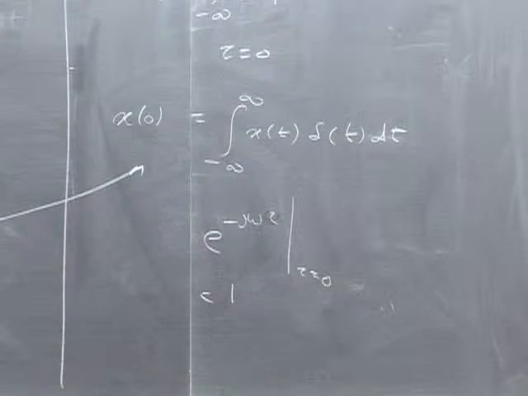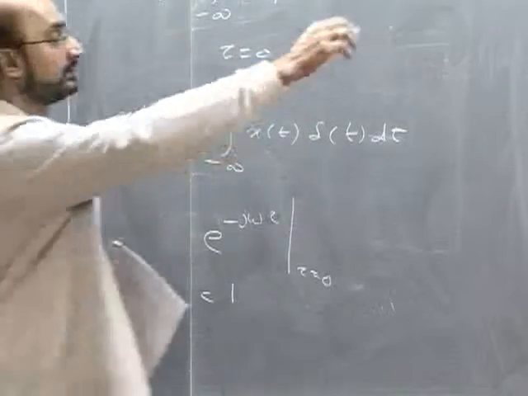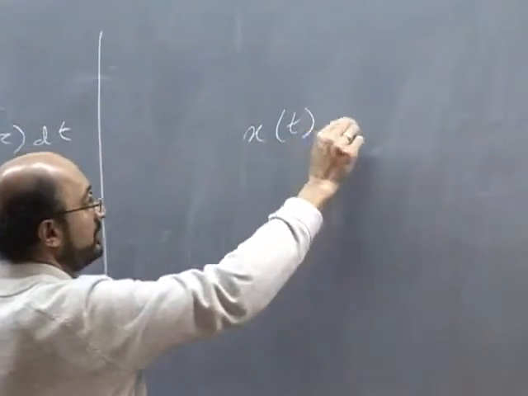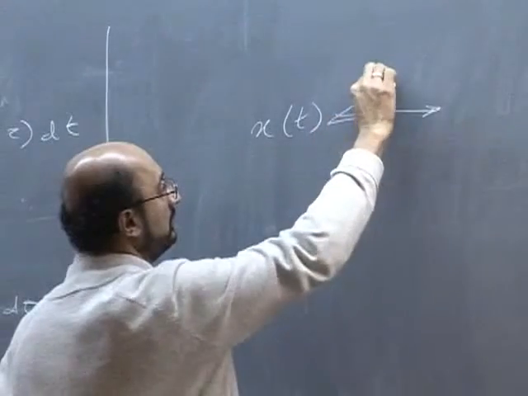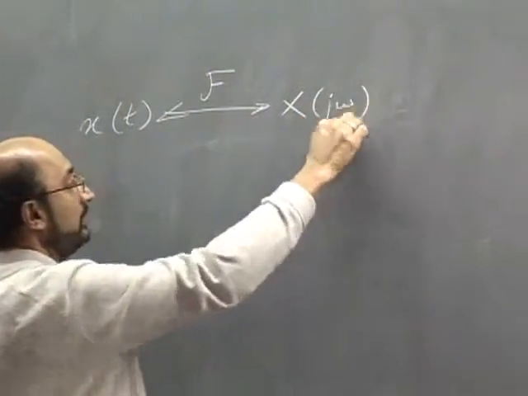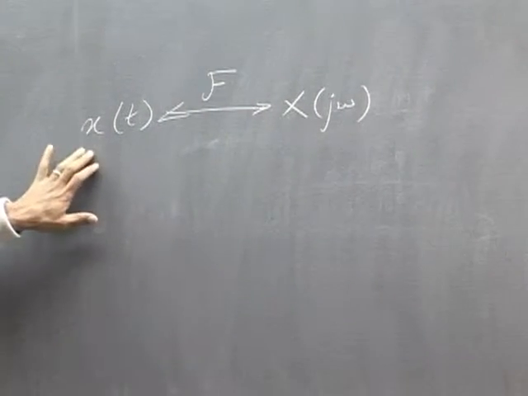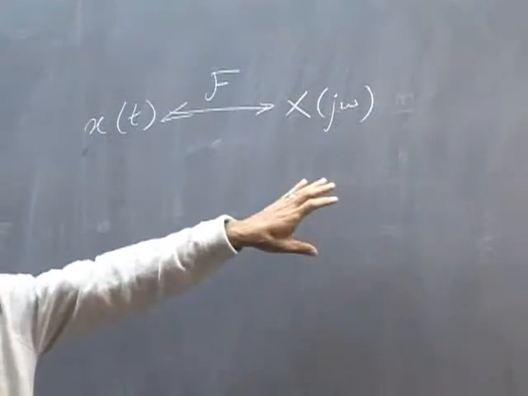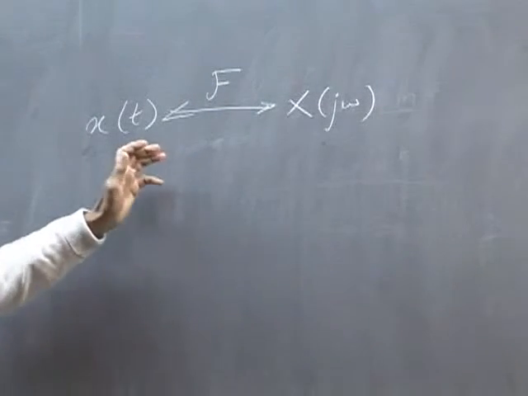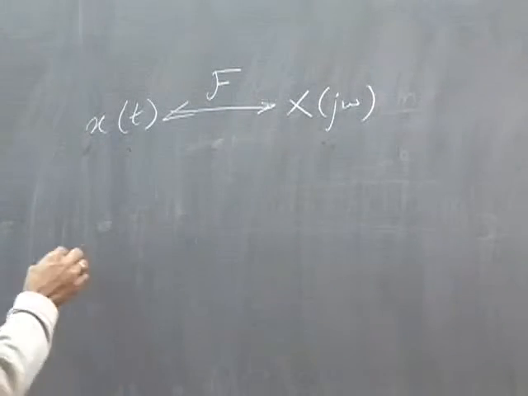Okay, and so we can write this in this fashion. I didn't show you the notation. The notation for the transform is that x(t), and we use script F, X(jω), which means that the function x(t) has the Fourier transform X(jω), which is a function of omega, not of t.